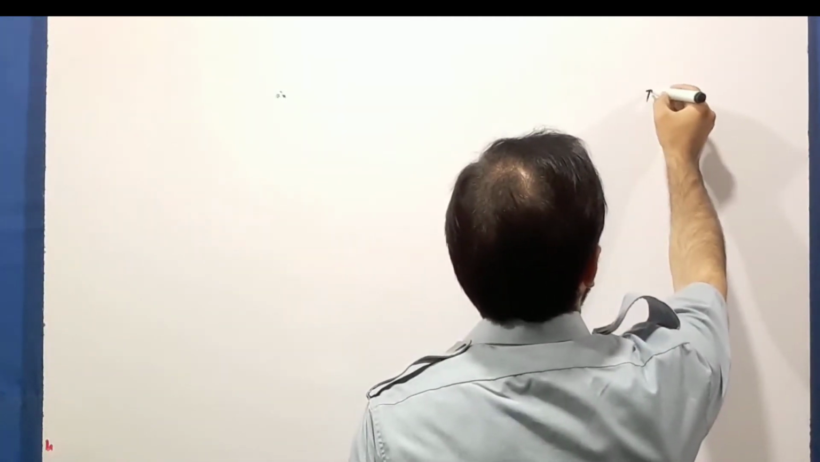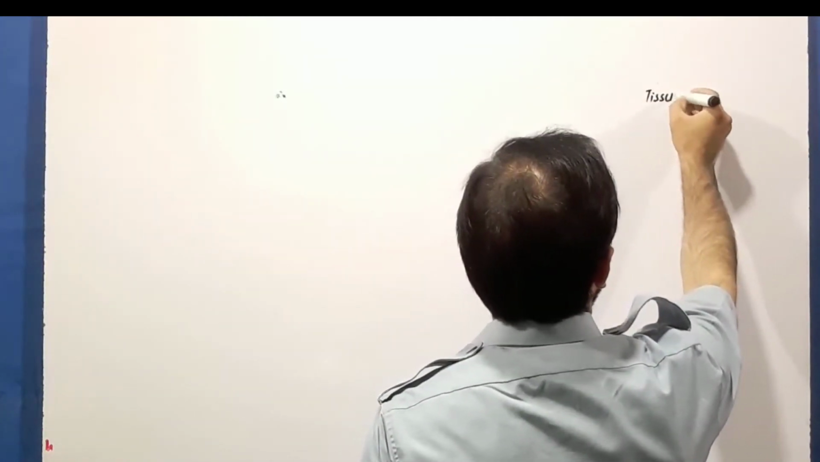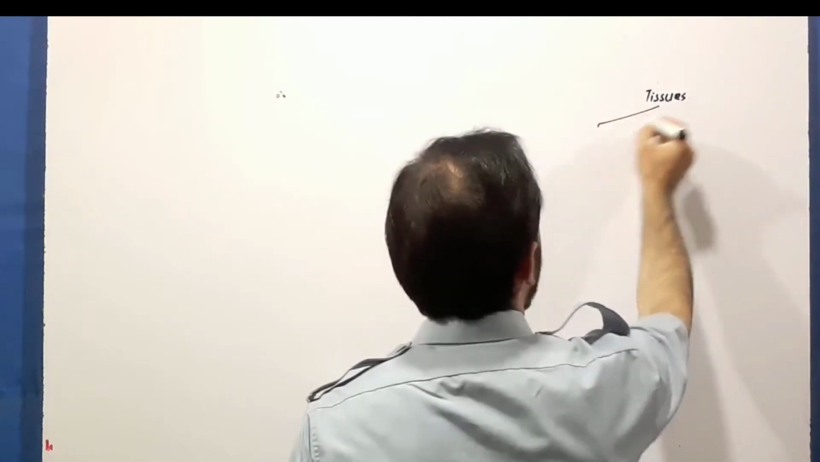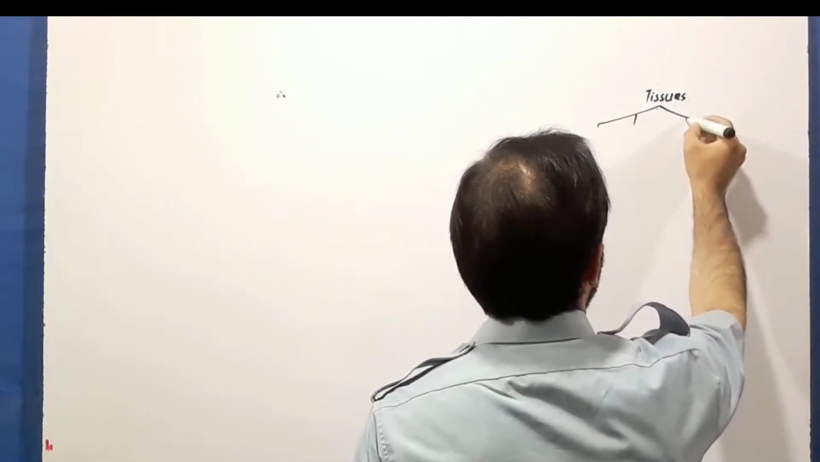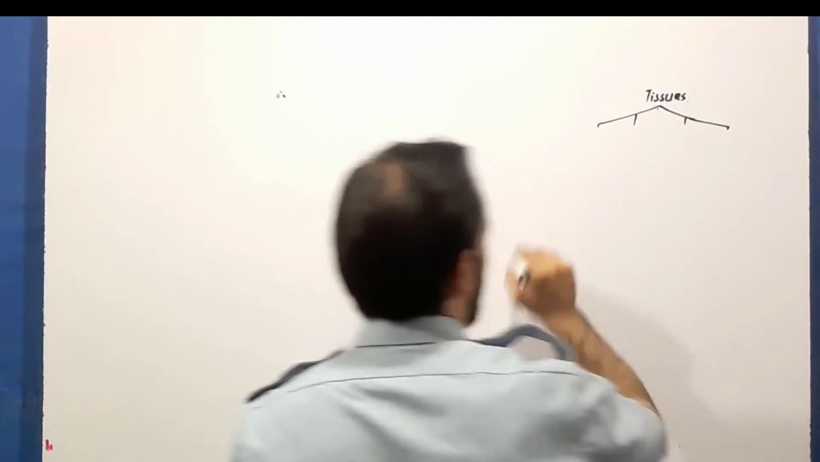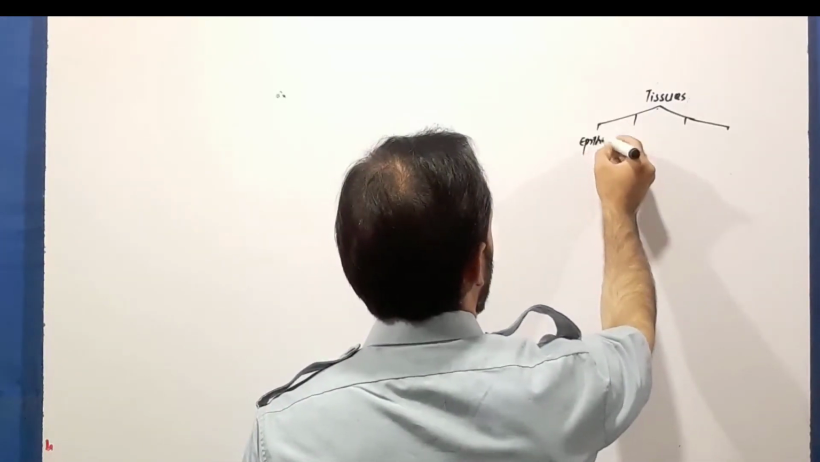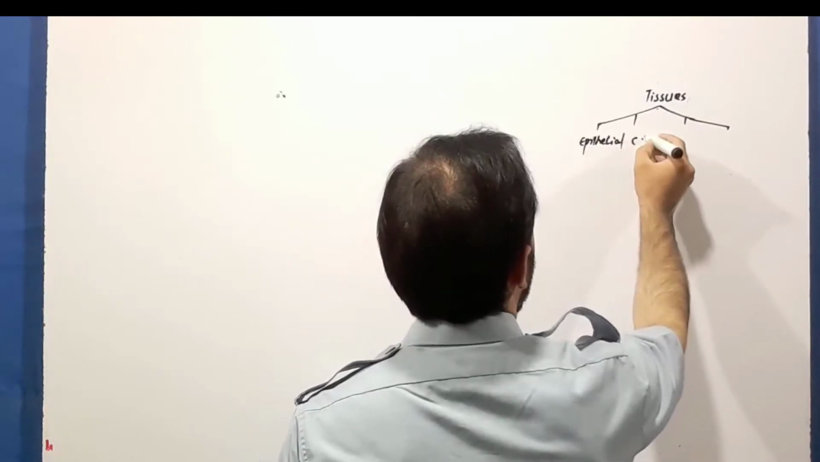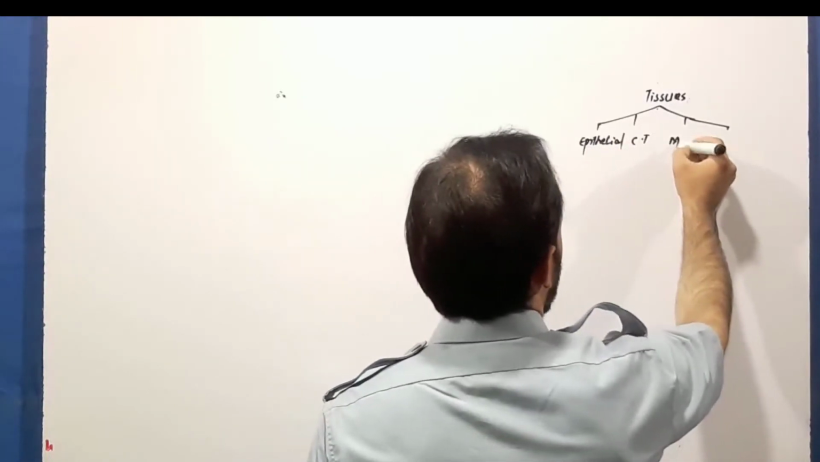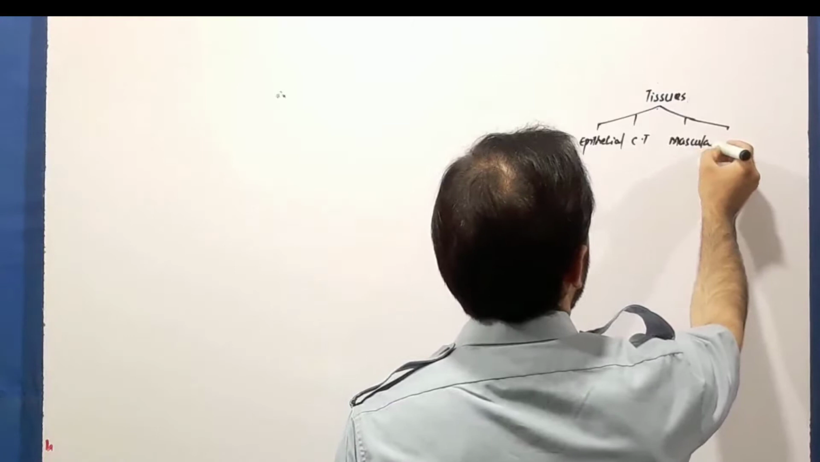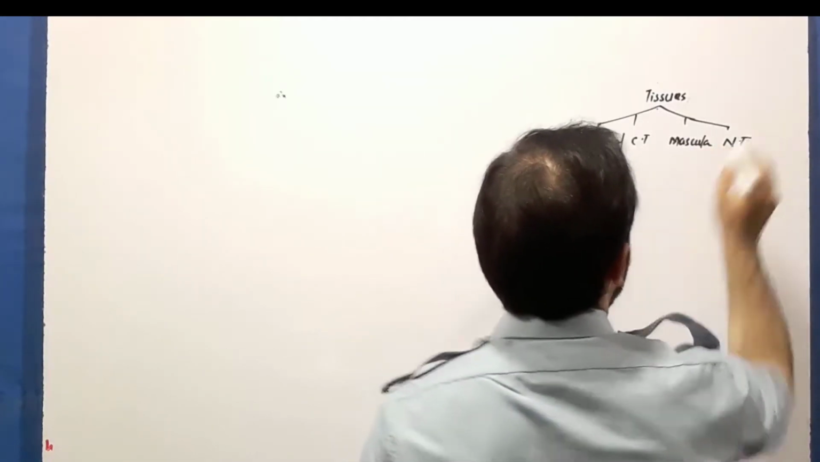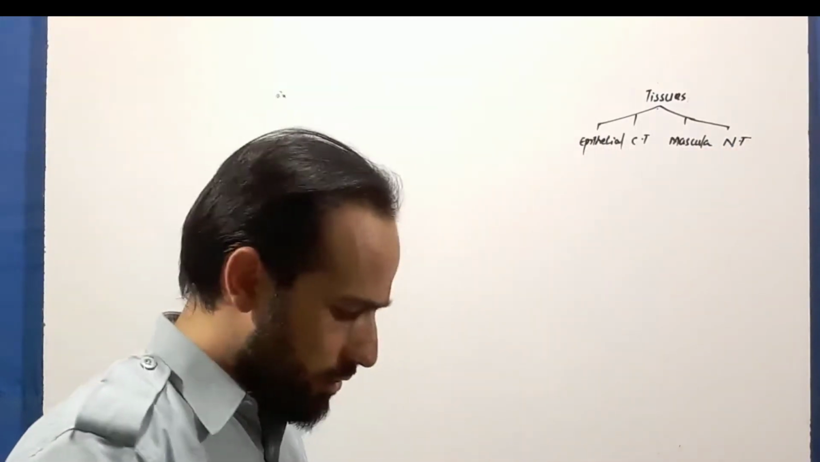Friends, I have started discussing tissues, and you know there are 4 classes or groups of tissues in our body. The first one is the epithelial, then connective tissue, then muscular tissue, and then nervous tissue, right? So we have already introduced all of them.